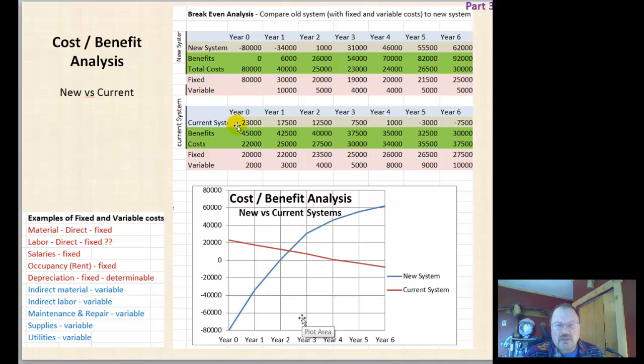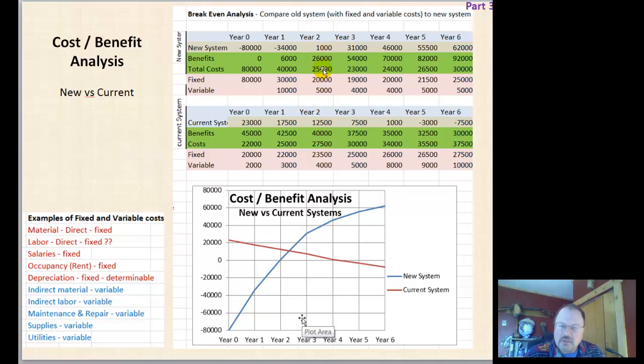The current system, there isn't that big implementation cost of the new system, the new fixed costs of the new system. There are some, but not that much. And then this is using the old system, so the benefits are here. The costs are here, this line, and of course the costs are the fixed plus variable costs. So that we see a declining, and this is typical, we see a declining benefit from the old system. As it ages, it just becomes less useful.